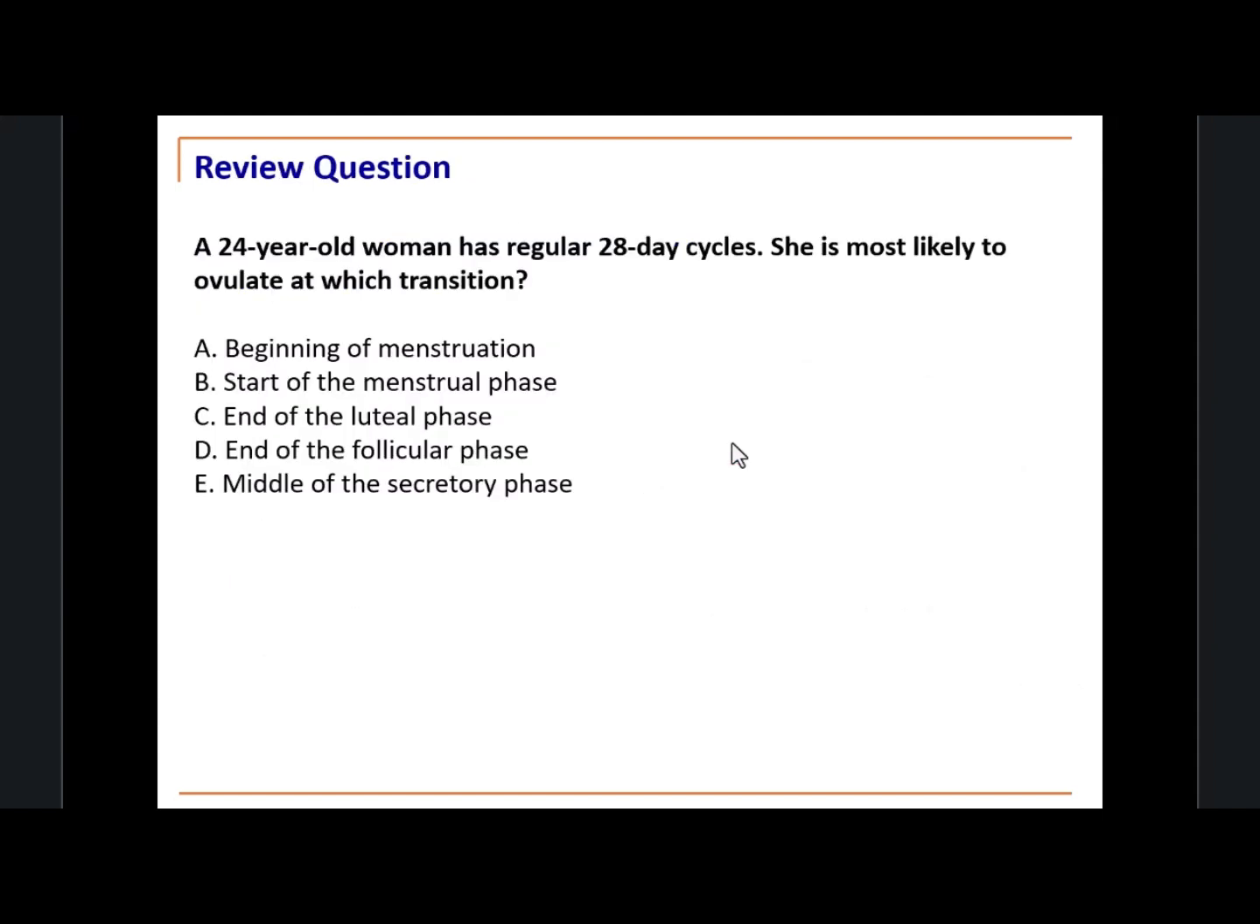As always, we've got a review question first. So I'd just like you to, again, press pause, read the question, think about the answer, and then I shall give you the answer. Okay, so a 24-year-old woman has regular 28-day cycles. She is most likely to ovulate at which transition? So hopefully you said at the end of the follicular phase. So remember, follicular development, follicle is fully developed, egg is released. So that's ovulation. And then we move into the luteal phase.